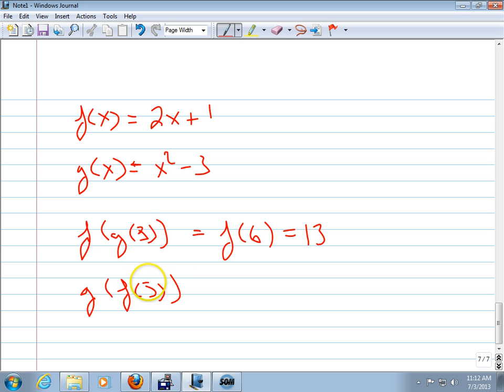In other words, is composition commutative? Is it true that the order doesn't matter? Am I going to get the same thing? Sometimes yes, sometimes no. Let's see about now.